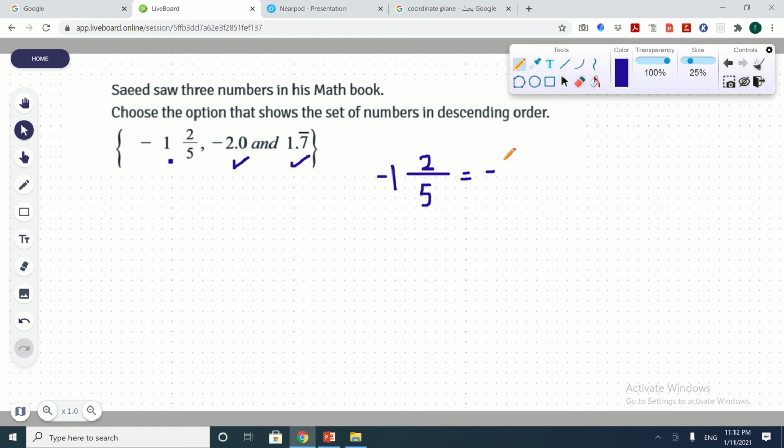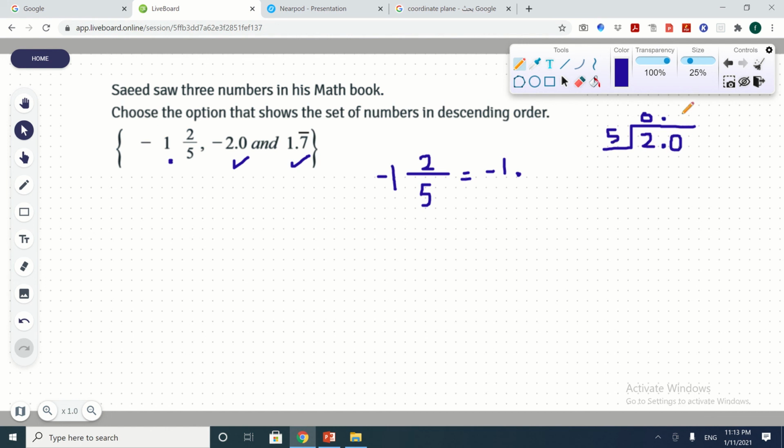It will be -1 point. After the point we will divide this fraction. You can divide it, or you can use another method, it's up to you. 2 divided by 5, we cannot. We will add 0, put it up, and add 0 here.